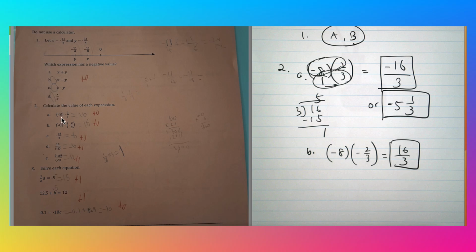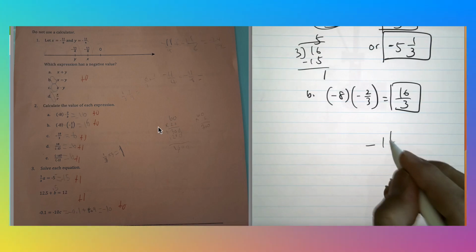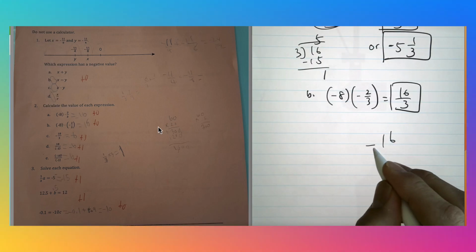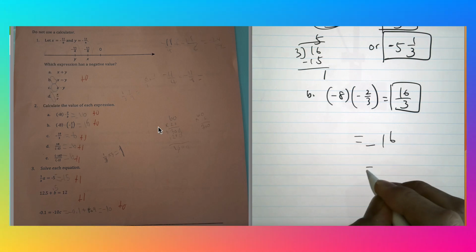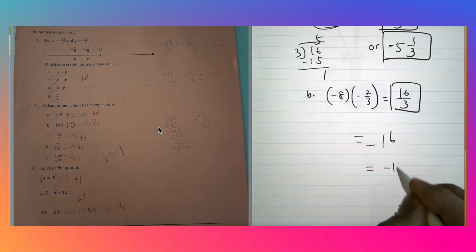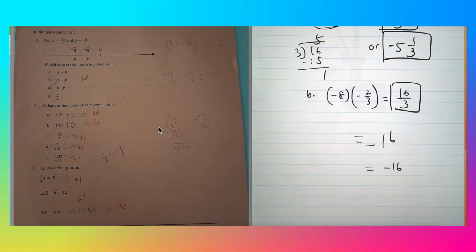The top, negative times positive is always negative. Maybe there's a negative sign here, but this negative sign needs to be closer to the 1. If you leave your answer like this, with the equal sign like this, the teacher may overlook it. So it's more proper to say it like this, which is much clearer.